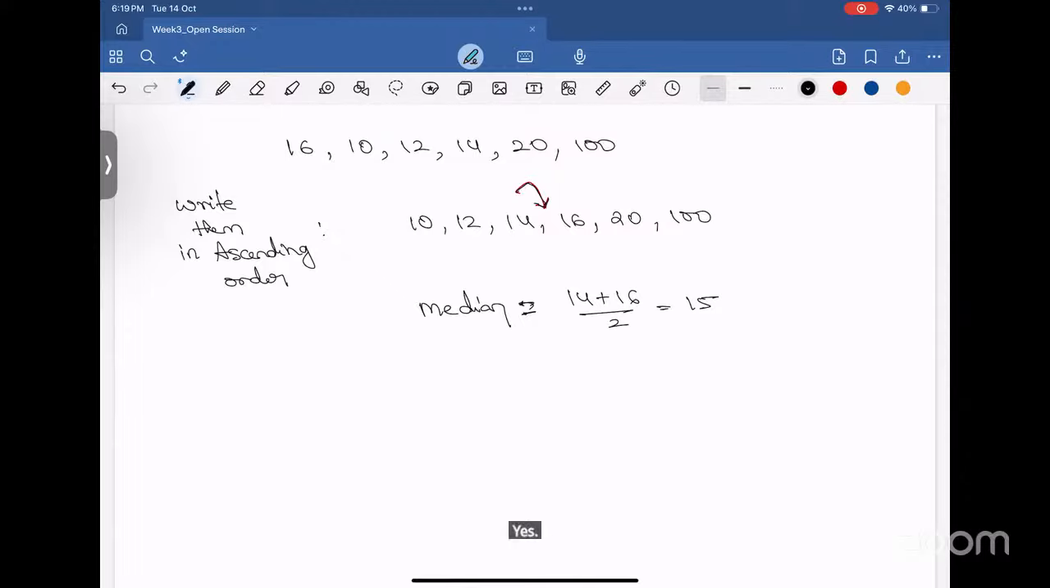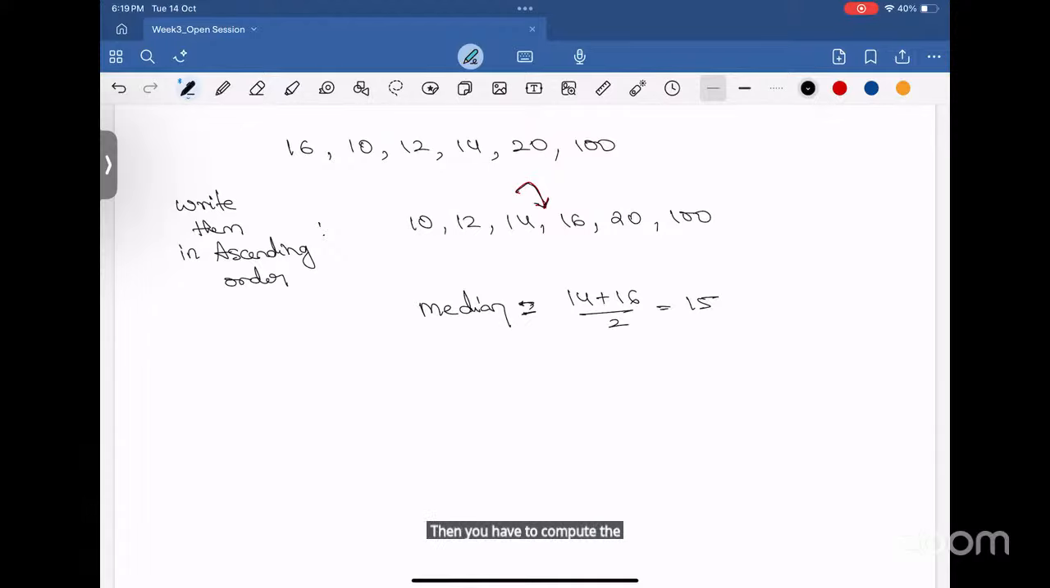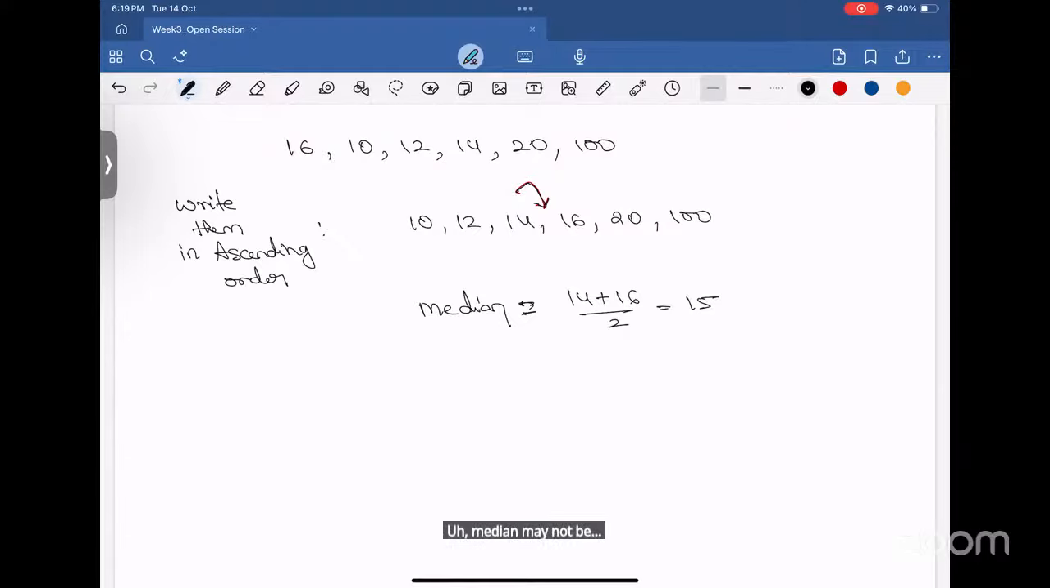So for percentiles, we have to choose a data point, whereas for the median, it need not be a data point. It is just the center value, exactly the center value. So that's the difference. If we ask for the 50th percentile, you compute the 50th percentile; if you ask for the median, you compute the median. In general we have heard that the median is the middle, but the median may not be a data point, whereas a percentile should be a data point.